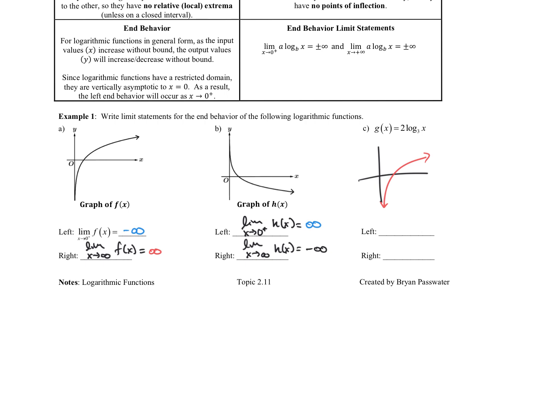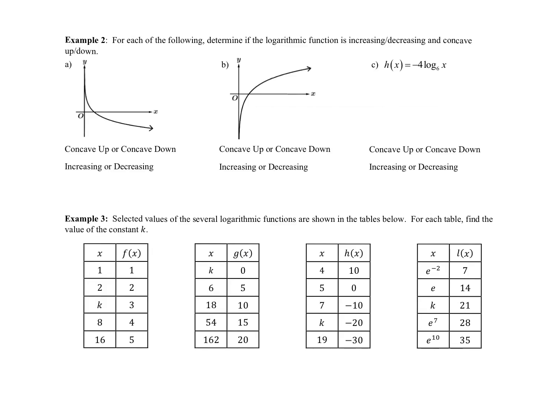And so if I do a left hand, I'd have a limit as x approaches what? 0 from the right, all right, of g of x, which would be equal to what? Negative infinity. And then to write my right hand, I'd have a limit as x approaches 0 from the, oh, sorry, x does not approach 0, x approaches what? Infinity of g of x, which would be equal to positive infinity. All right, keep going.